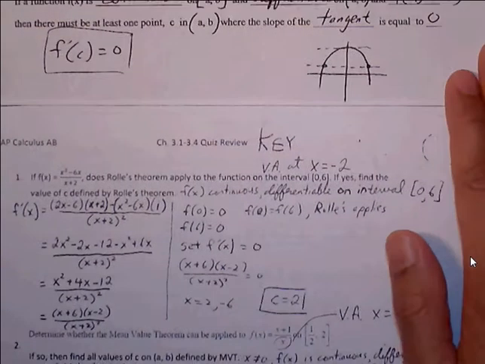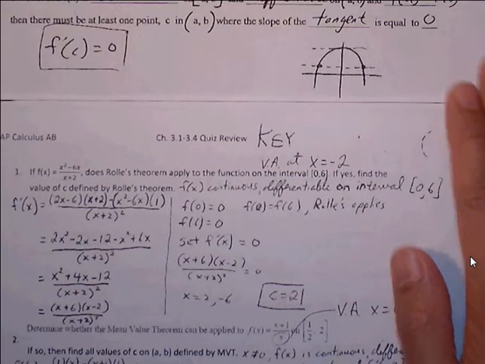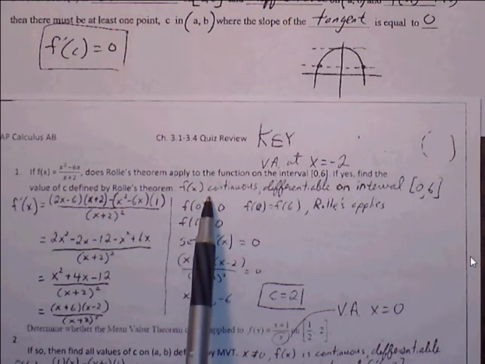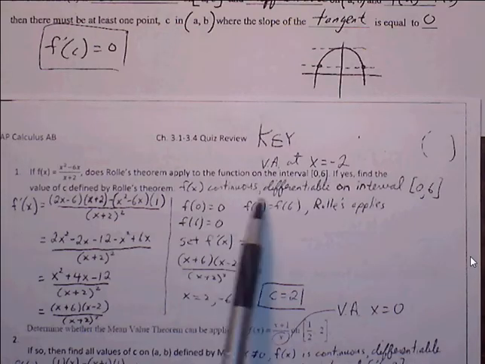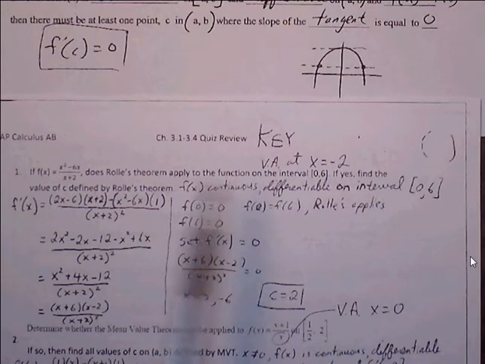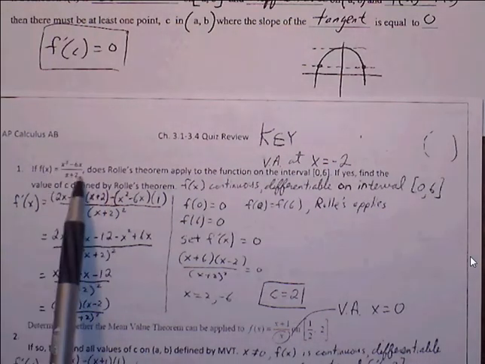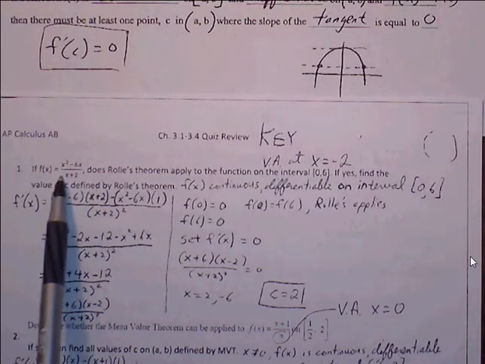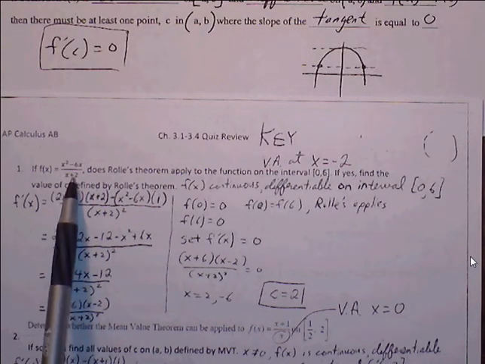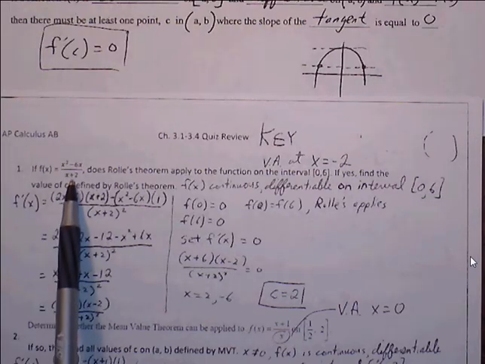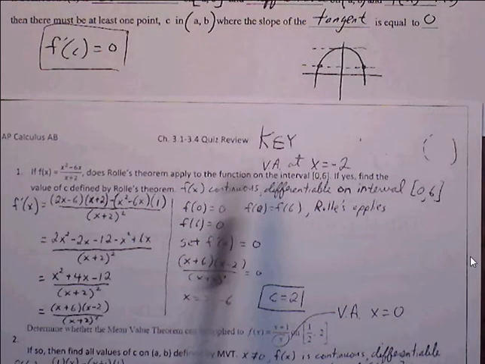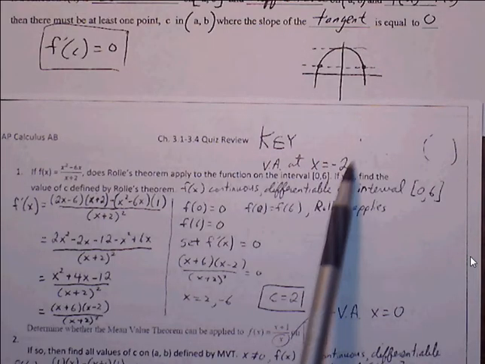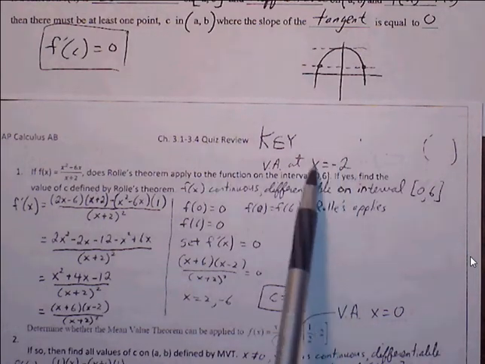All right, so the steps that we need to take: we need to first confirm that the function is continuous and differentiable on the interval from 0 to 6. If we look at this function here, the only place where there could be any breaks in the graph is where the denominator is equal to 0. So the vertical asymptote exists where x plus 2 is equal to 0, and x plus 2 is equal to 0 when x equals negative 2. So there's a break at x equals negative 2.